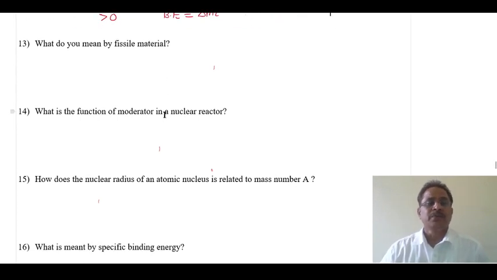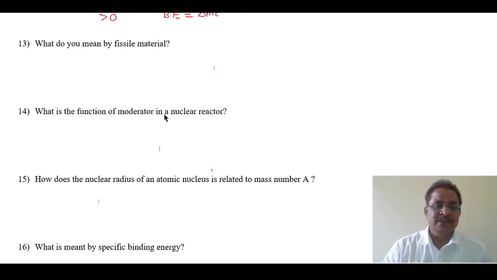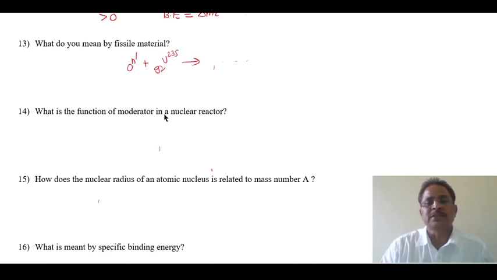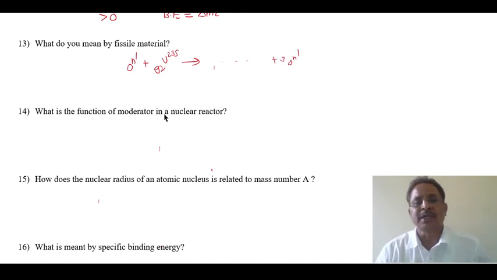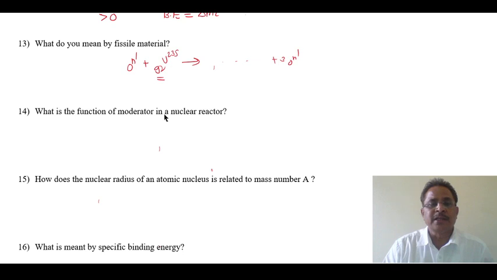Question number 13. What do you mean by fissile material? As I said, in all the primary types of nuclear reactors, the fission reaction is carried out. So an incident neutron hits uranium-235, and this gives rise to further reactions, plus on an average 3 new fast moving neutrons are created there. Here this material is called fissile material. So the material which undergoes the fission reaction is called fissile material.